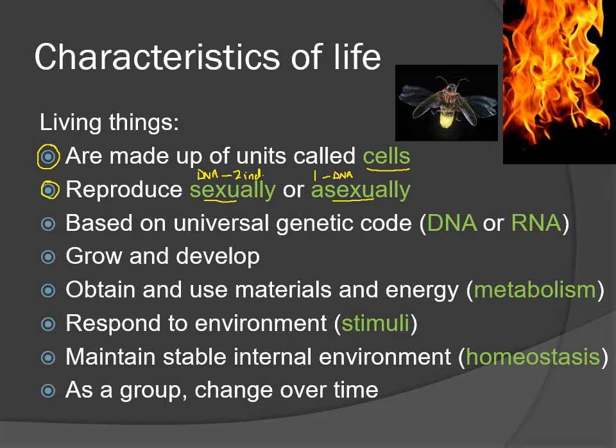an organism. So the third item, based on universal genetic code, is that the blueprint in the cells in order to make a new organism is going to be found in DNA or RNA, and that genetic code would be universal for organisms. Organisms must have the ability to grow and develop in order to be considered alive.